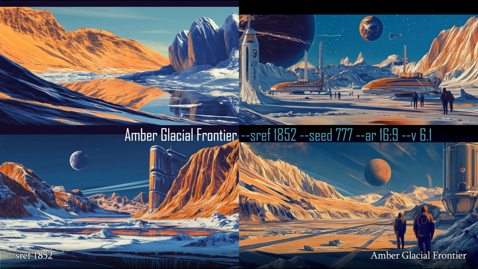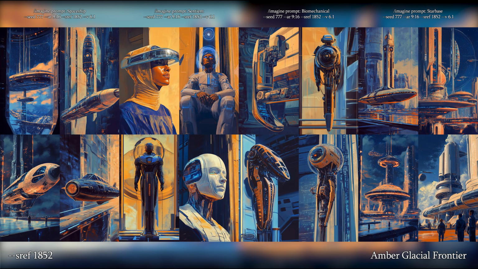1852. Amber Glacial Frontier. An illustrative style, kind of retro, obviously alien planets by the look of the celestial bodies in the sky of most of these images. On closer look, it's a nice style for a graphic novel. Yellow and blue color scheme, no glaciers in sight, actually.